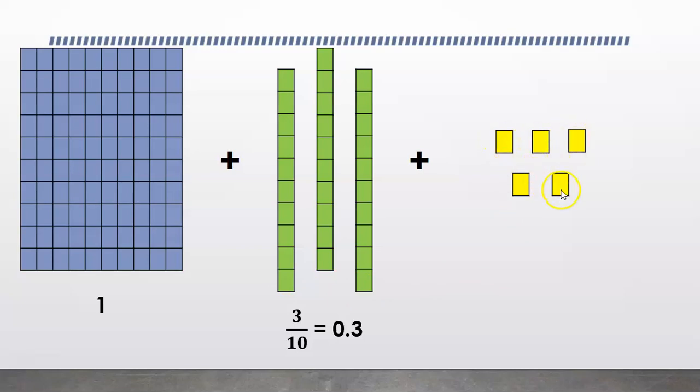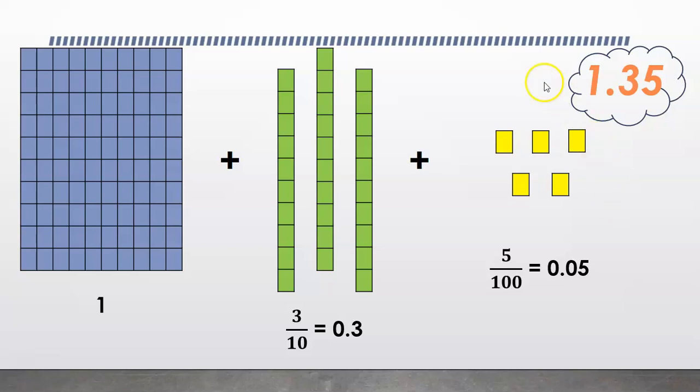How many squares? 1, 2, 3, 4, 5. Then I'll put 5 in the 100th place. It's 5 squares from 100 squares. 5 over 100 equals 0.05. Then this represents as a decimal 1 plus 3/10 plus 5/100, equals 1 and 35/100. I put 3 in the 10th place and 5 in the 100th place.